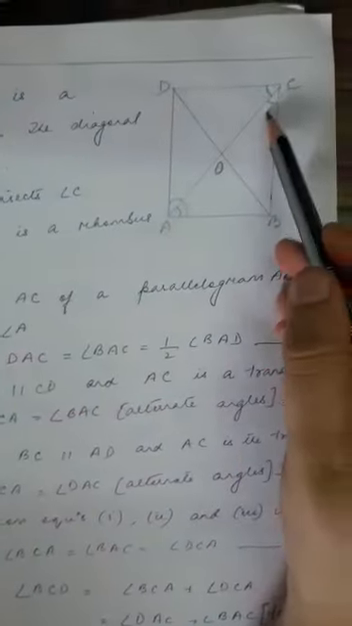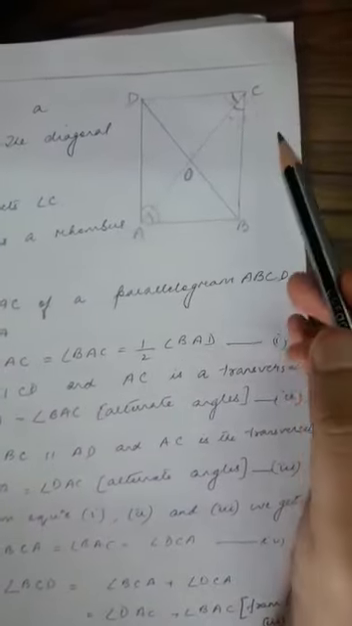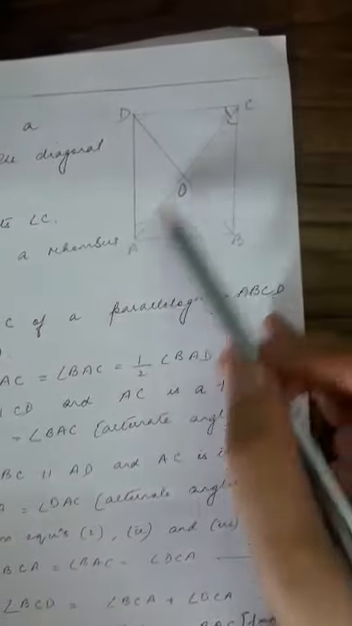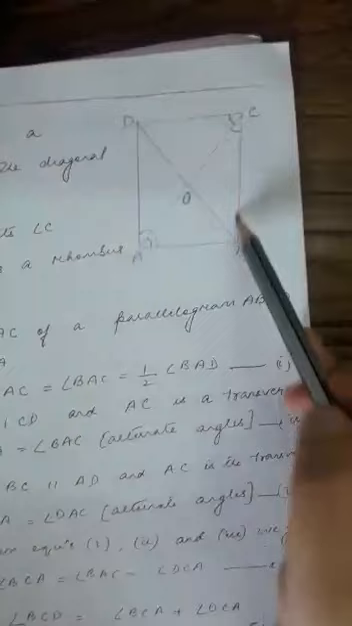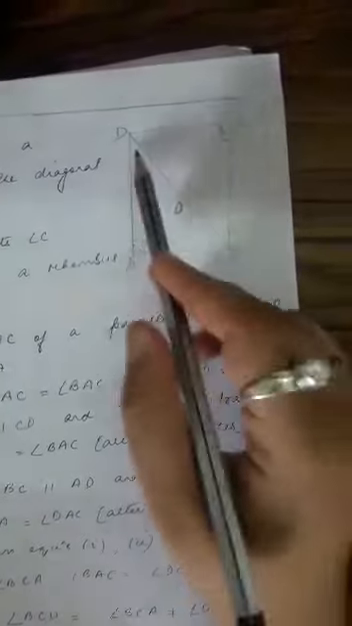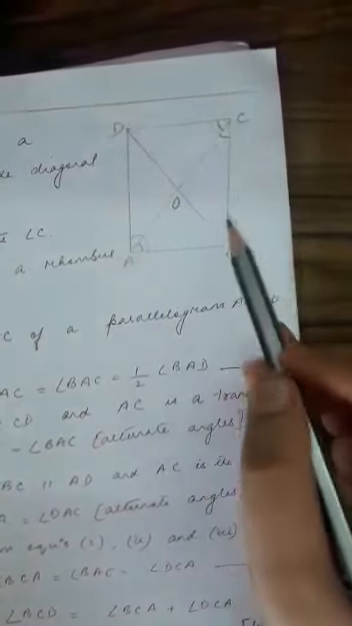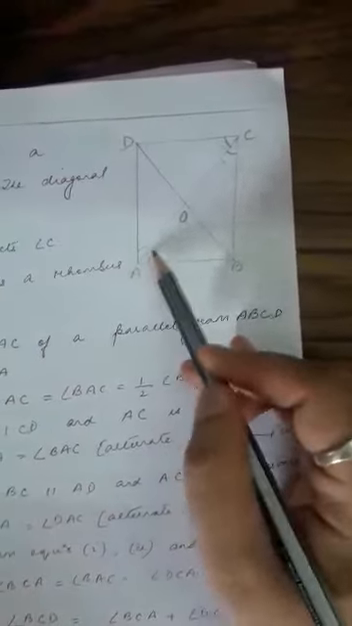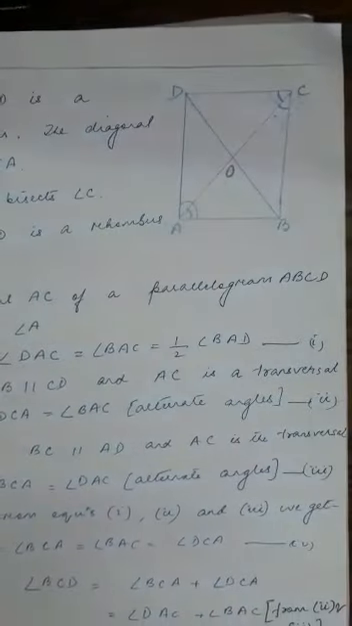So I can say that AC bisects angle C also, because I have proved here that angle BCD is equal to angle BAD. Angle A is equal to angle C, and AC bisects angle A, so it will also bisect angle C.